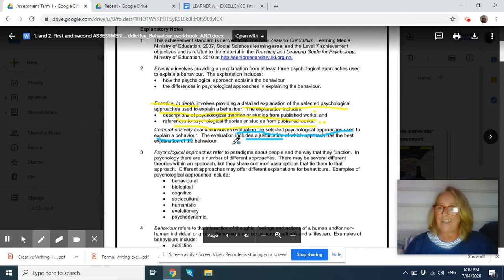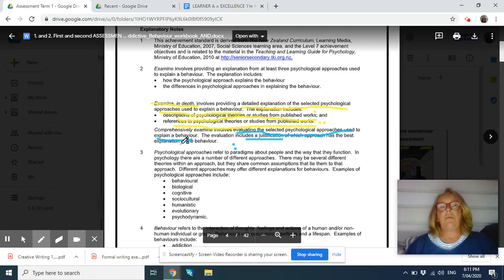So you might rank them. You might say 1 is behaviorist: I actually think the behaviorist approach is the strongest because... 2 is biological: I actually think the biological approach is the second most important response, and 3... So you might rank your psychological approaches to help explain a behavior.